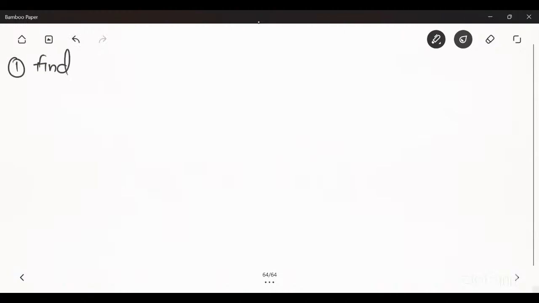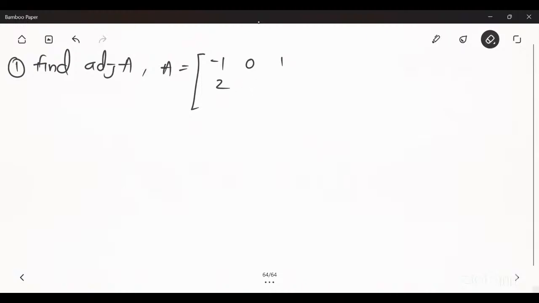Find the adjoint of A. A is equal to [-1, 0, 1; 2, 0, 2; 2, 1, 0; -2, 0, 1].